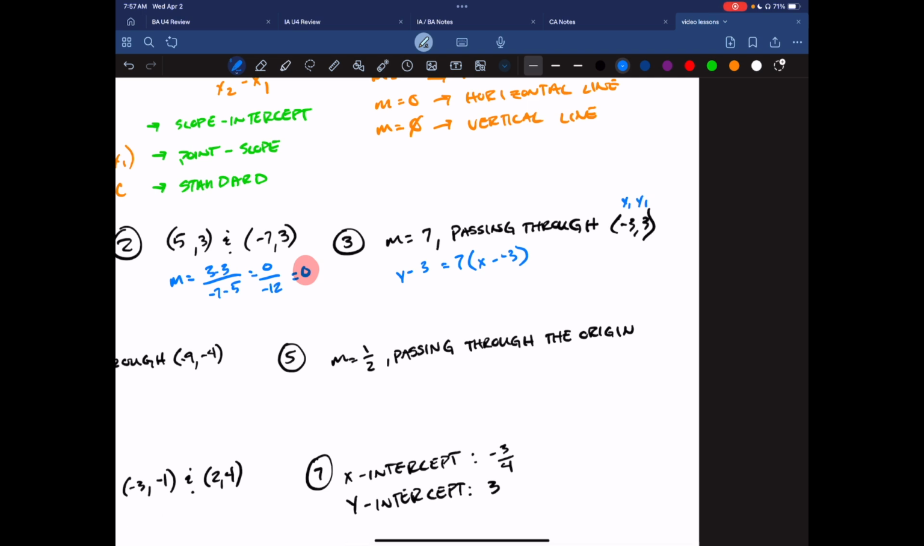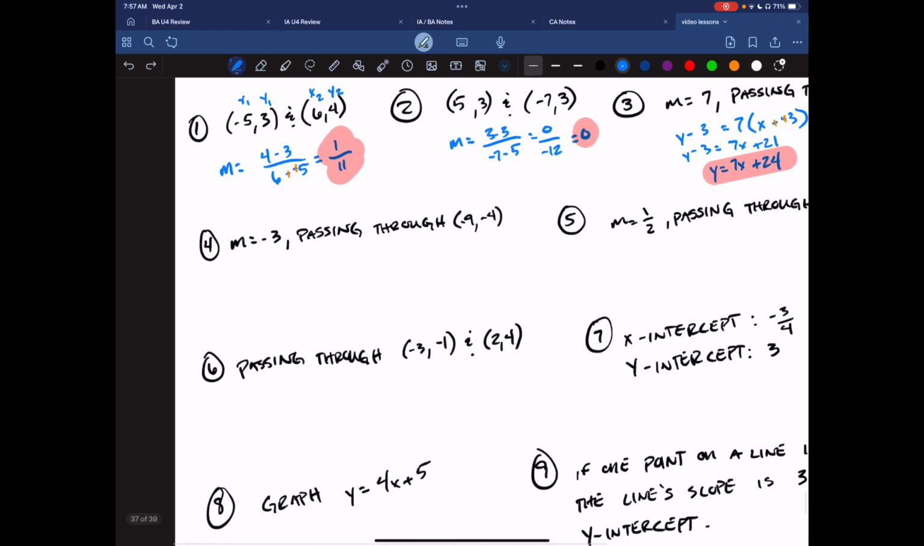So this is going to be y minus 3 equals 7x, plus 3 times 7, that's going to be plus 21. I'm going to add 3 to both sides. That's y equals 7x plus 24. And that's it. That is it.